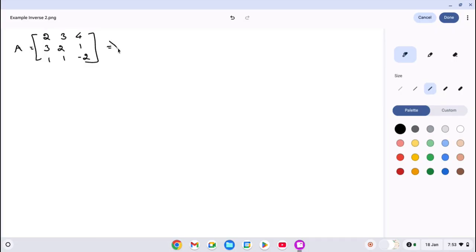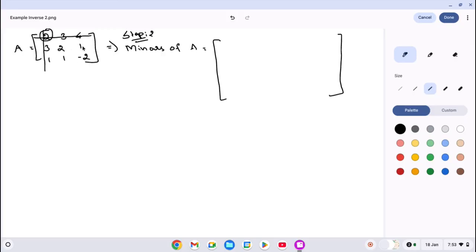If you want to find the minor of A, this is nothing but step 2. You just have to put a big matrix symbol here. So for this element, if you want to find the minor, you just have to omit the corresponding row and corresponding column and put the determinant of the remaining things: 2, 1 and 1, minus 2.